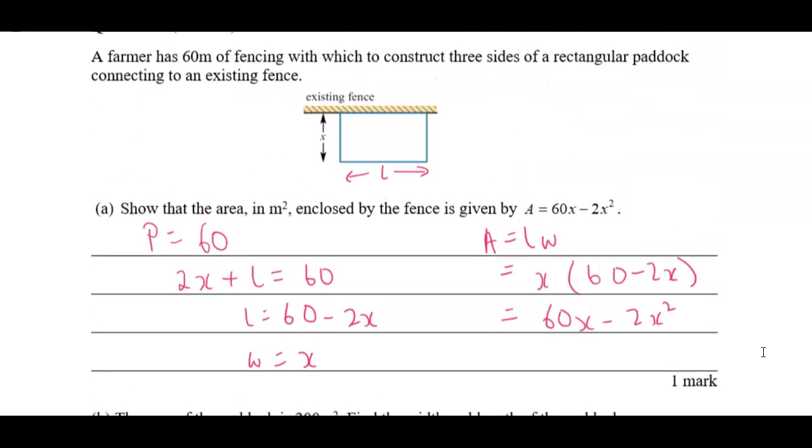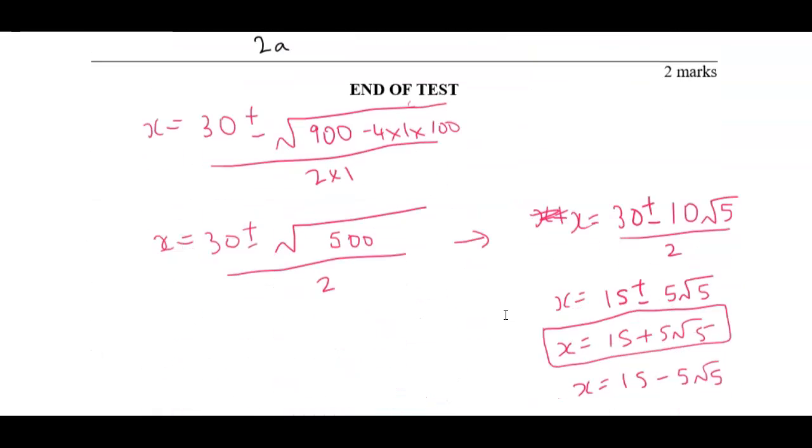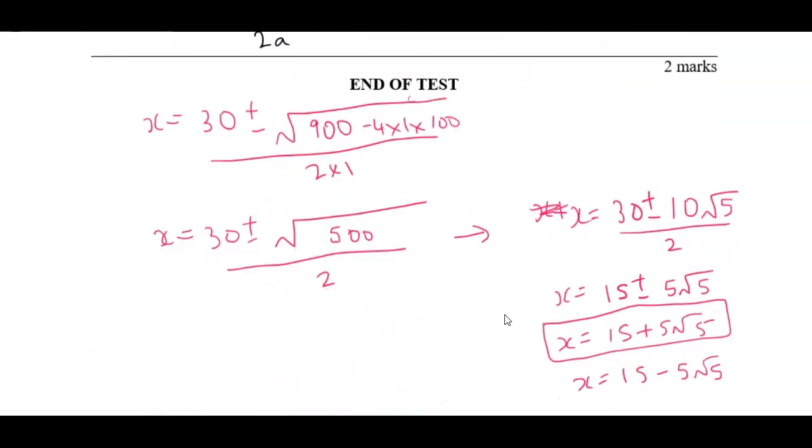Okay, so let's go back. So the length of x, we've already done. Now we've got to do the other side, this length here. So that is 60 minus 2x. So let's just do that down here. So our width is 15 plus 5 root 5. Our length, remember, is 60 minus 2x. So just because I'm short on space, I'm going to do that there. And you can leave it like that.